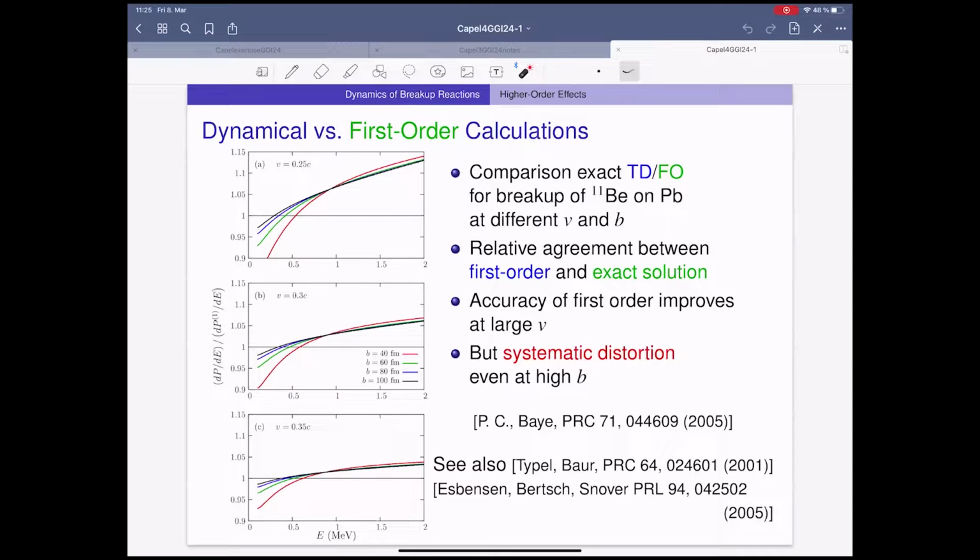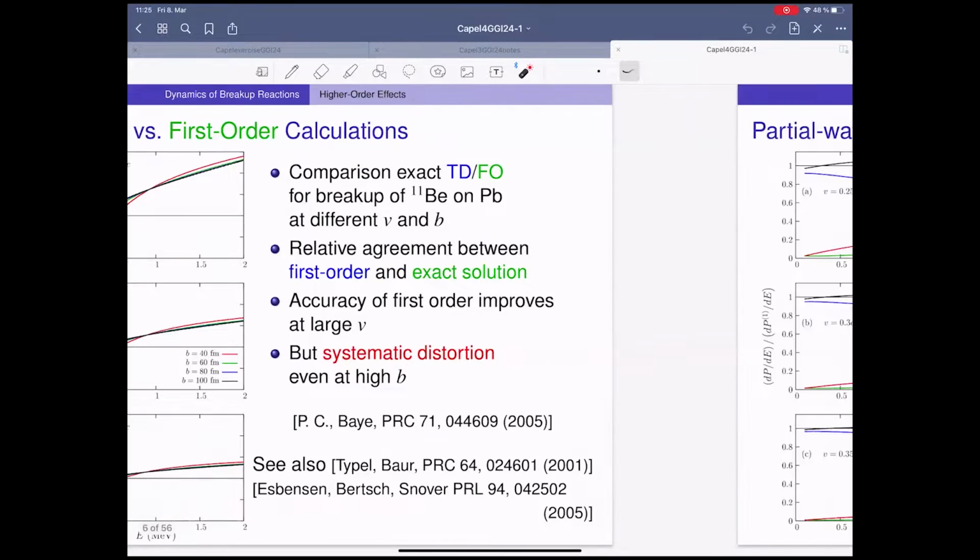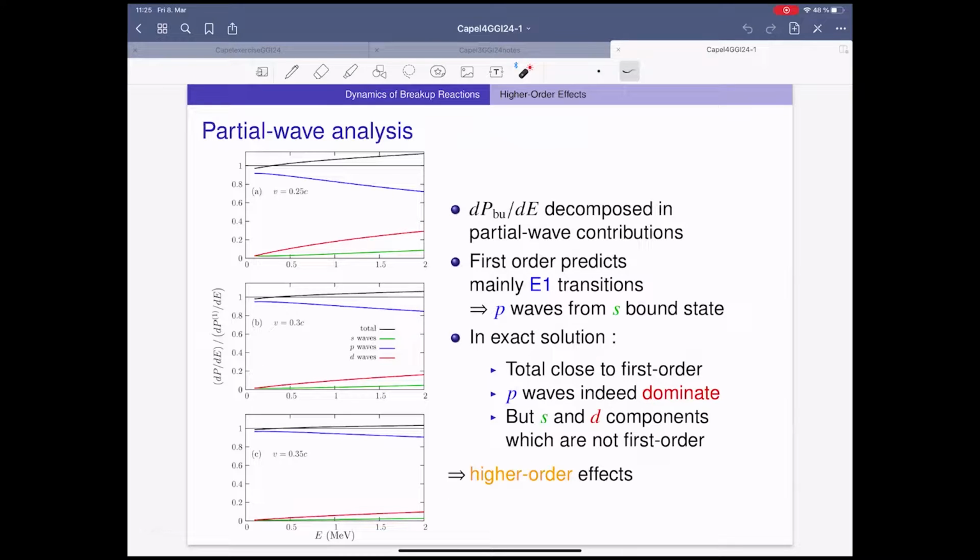So this is work that we did in 2005, but others have done it too. Stefan Typel and Gerhard Baur did in 2001. Then Esbensen, whom I've mentioned before, Bertsch and Snover looked at about the same time for a different system. And so what we did is, okay, let's look at the partial wave analysis. Let's look at what's going on.